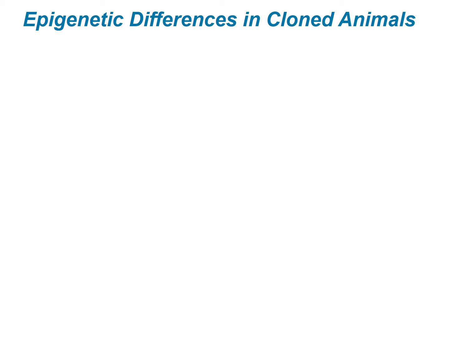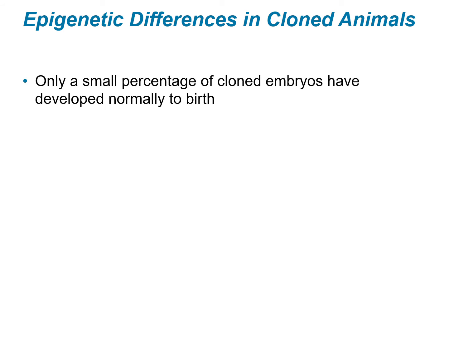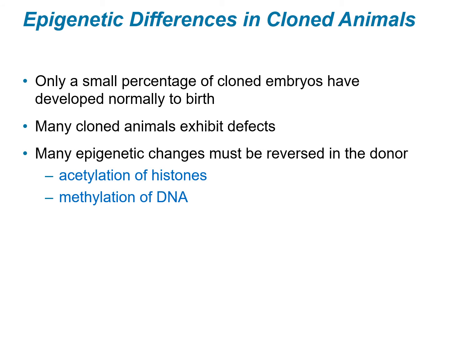It may be due to epigenetic differences between the cloned animals and the type of animal they were cloned from. Only a small percentage of these cloned embryos have developed normally to birth, especially in the eukaryotic types of organisms. It's mainly because the cloned animals exhibit defects, and it's because of epigenetic differences. And what is epigenetics? Epigenetic changes must be reversed in the donor before the cloning occurs.